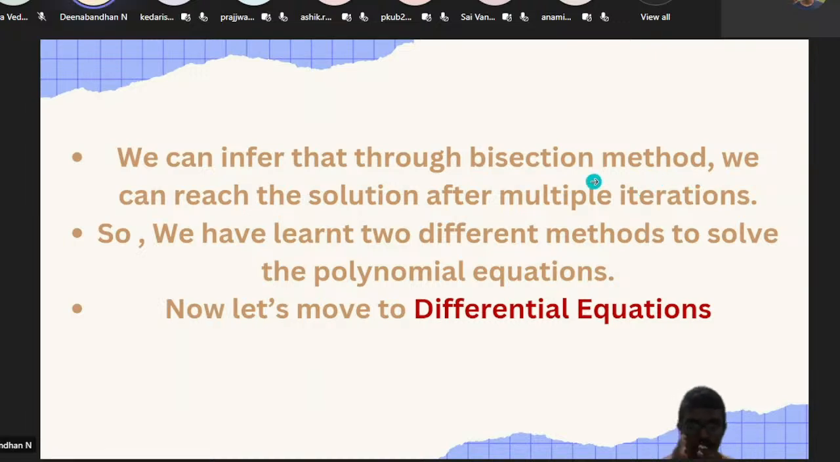And now we can infer from the bisection method that you can reach the solution after multiple iterations. Let's see. Now, analyzing it, we have learned two methods to solve a polynomial. Now let's go back to what our previous discussion was. What mathematicians thought was, whatever they observe, they wanted to write it on paper, right? So they would have found a polynomial, and they found a solution for it.